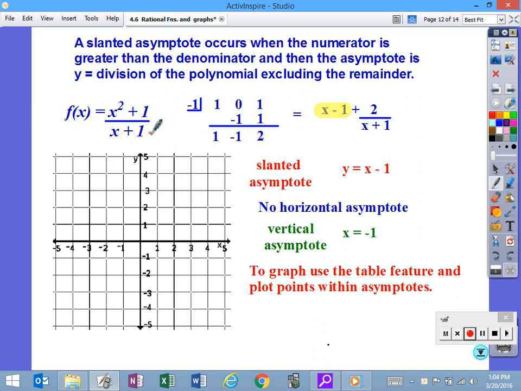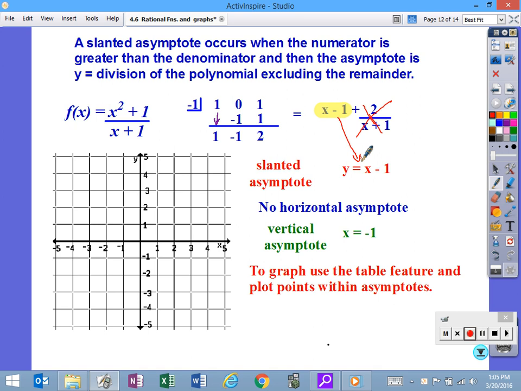So my root on the bottom would be -1. Bring down my 1. 1 times -1 is -1. 0 plus -1 is -1. -1 times -1 is 1. 1 plus 1 is 2. So I get x minus 1 plus 2 over x plus 1. And we simply ignore the remainder, and our asymptote becomes y equals x minus 1.